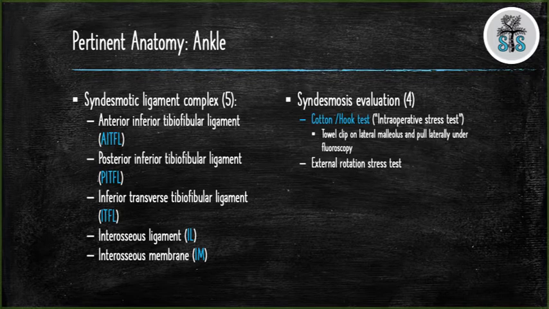Alternatively, you can dorsiflex and externally rotate the ankle while the hip and knee are flexed to 90 degrees. Pain over the syndesmosis or widening would be indicative of a syndesmosis injury. A gravity stress test can be performed to evaluate the syndesmosis as well. To perform the gravity stress test, the foot would hang in an external position off the bed and a mortise radiograph would be taken. Lastly, you can perform the squeeze test, which encompasses squeezing the syndesmosis and evaluating for pain.